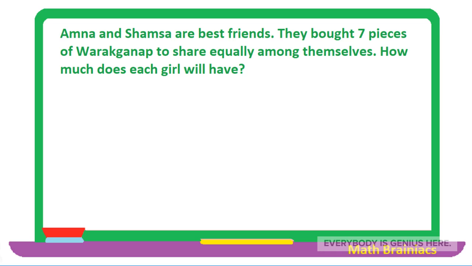Let us work on this example so that you will be guided and you would know how to solve word problems by interpreting a fraction as division. Amna and Shamsa are best friends. They bought 7 pieces of oregano to share equally among themselves. How much will each girl have? We are going to divide 7 pieces of oregano into 2 girls. Since Amna and Shamsa will get 7/2 each, I am going to show it to you through models so that you're going to understand it well.